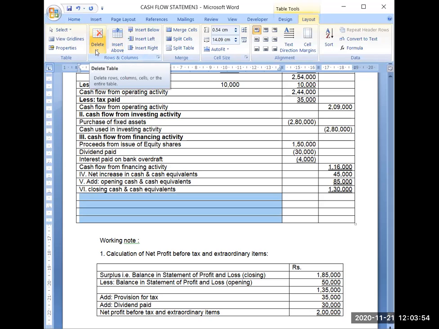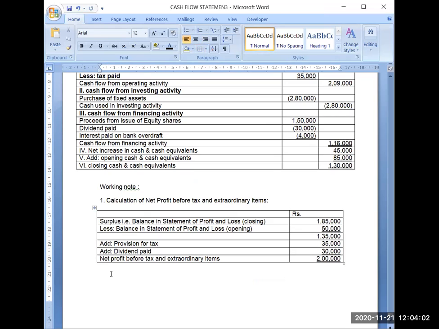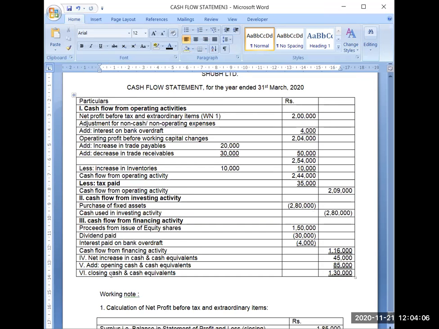So this way our question is complete now. If you have any queries, you can ask. You should always prepare the working note for the fixed assets account also. I have not shown it. If you wish, I will make it, if you have any confusion regarding that.